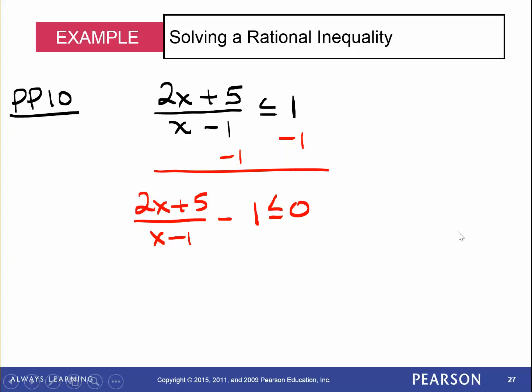Now what I want to do is make this in terms of just a single fraction. So I've got to get some common denominators. What's my common denominator? It's x minus 1, right? Because this guy 1 can be 1 over 1, but x minus 1 is going to be our common denominator. And see if this is okay with you guys. Is that good? 1 has now changed into an x minus 1 over x minus 1.